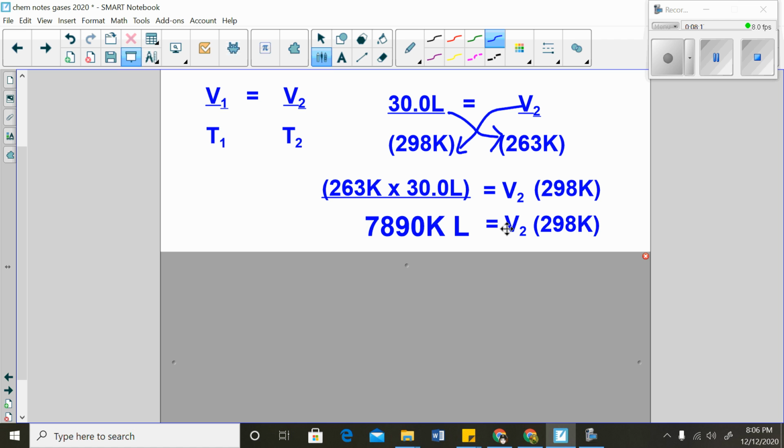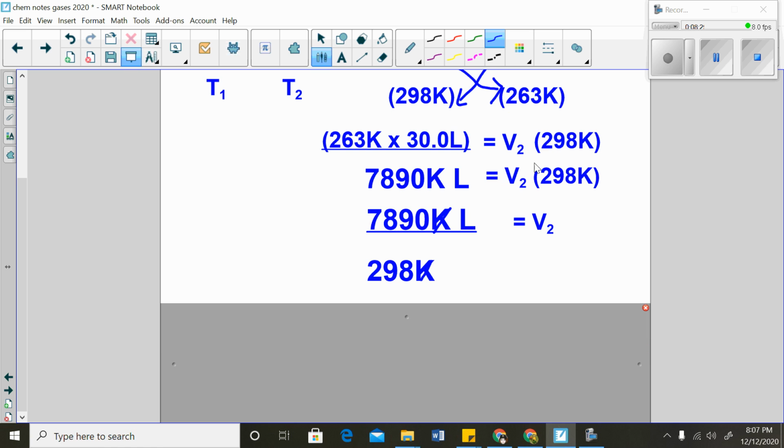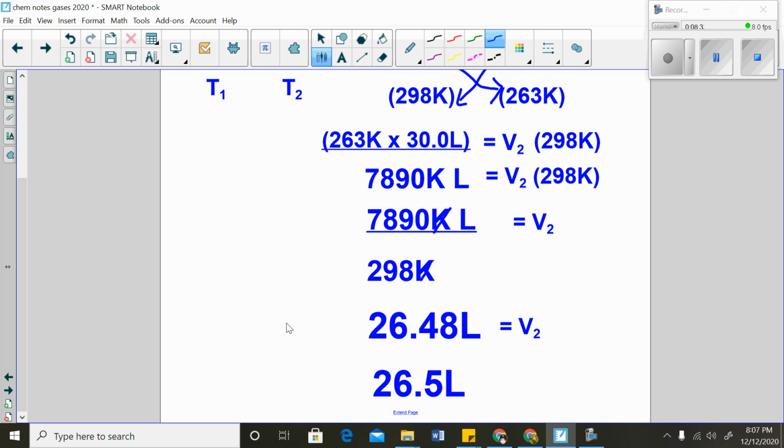But now how do you get the V2 by itself? Remember, this is being multiplied by 298. So you need to divide. And now you will see the K's cancel and you're left with liters, because we're solving for volume. Make sure when you solve this, you don't just leave what's in the calculator, which is 26.48 liters. You need to match the significant figures. Each of these has 3, so the proper answer is 26.5 liters. So does that actually make sense? Yeah, temperature dropped, so the volume dropped.